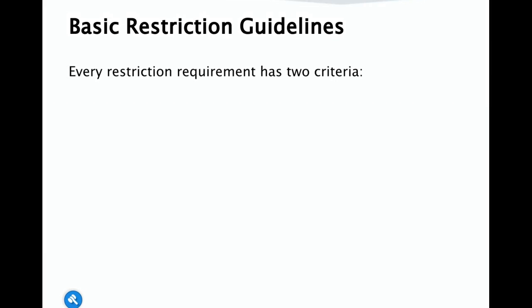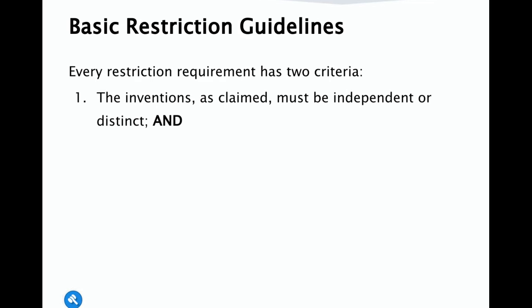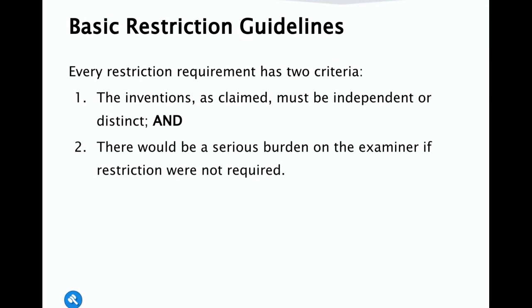The basic criteria under U.S. law for a restriction are twofold. First, there must be two or more independent or distinct inventions claimed, and second, there must be a serious burden on the examiner if a restriction is not required. Unless the examiner can prove that both conditions exist, it is not appropriate to issue a restriction requirement. See MPEP 803-1.